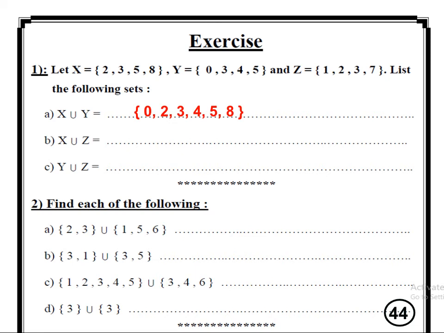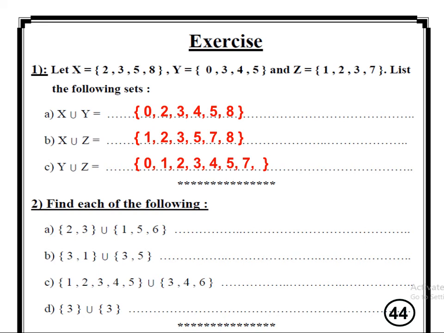X union z, okay, so I'm going to take all the elements in x and z: 2, 3, 5, 8, 1, 7, or 1, 2, 3, 5, 7, 8. Y union z, where I'm going to collect all the elements in y and z, so they are going to be 0, 1, 2, 3, 4, 5, 7, and take care without repeating elements.